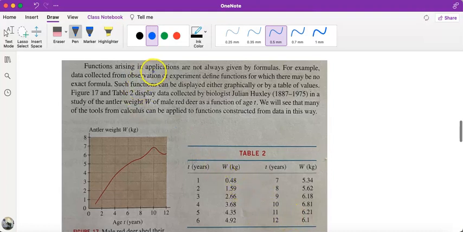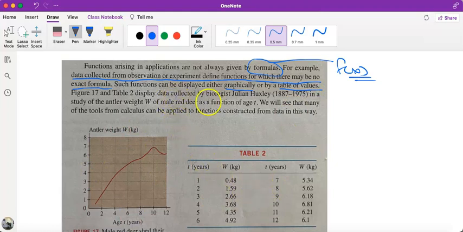So functions arising in applications are not always given by formulas. Those formulas typically are f of x. You can have a data collection from observation or experiment define functions for which there may be no exact formula. That's why we have data. And so such functions can be displayed either graphically, right? We said by a graph or by a table of values. That's what we have here.